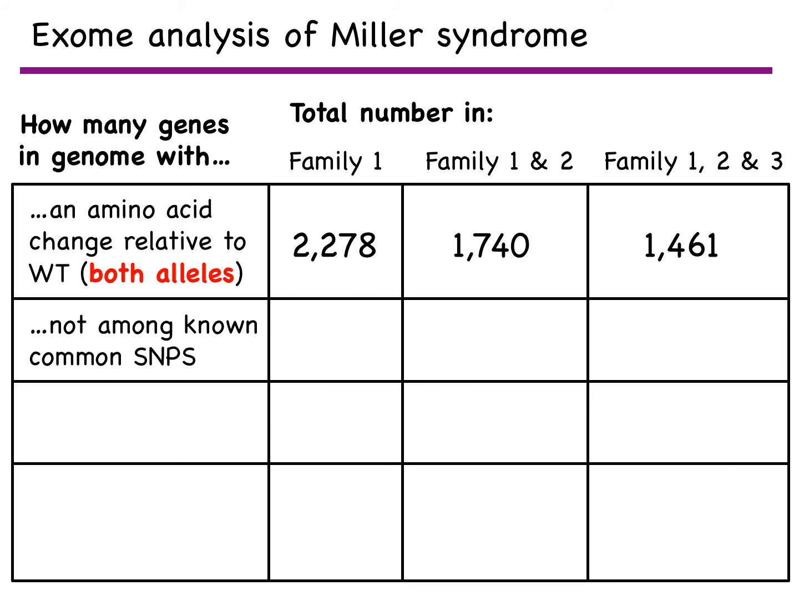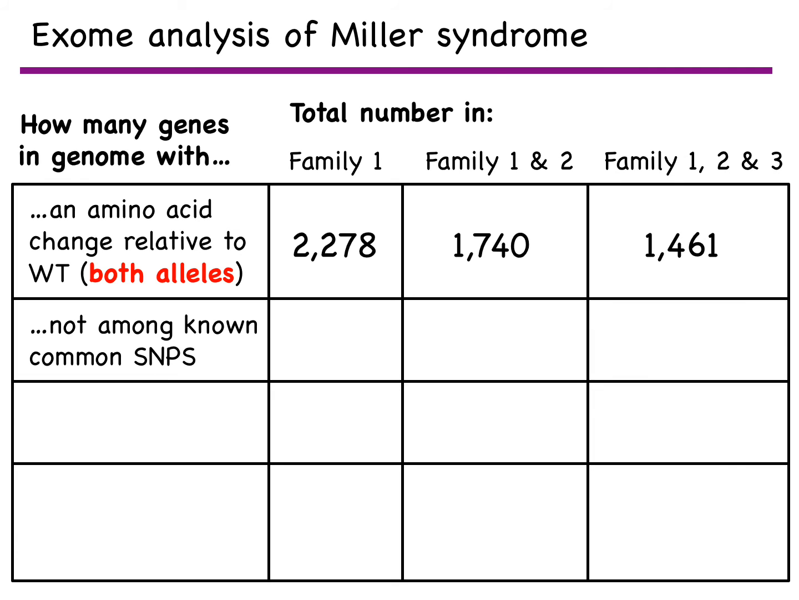So the next thing they asked is, of these gene alterations in the Miller syndrome families, how many of these gene alterations are not among known common SNPs? I've already told you that there are lots of naturally occurring polymorphisms in the population. These are just changes in the DNA sequence between different individuals in the population. Most of these have no phenotypic effect.